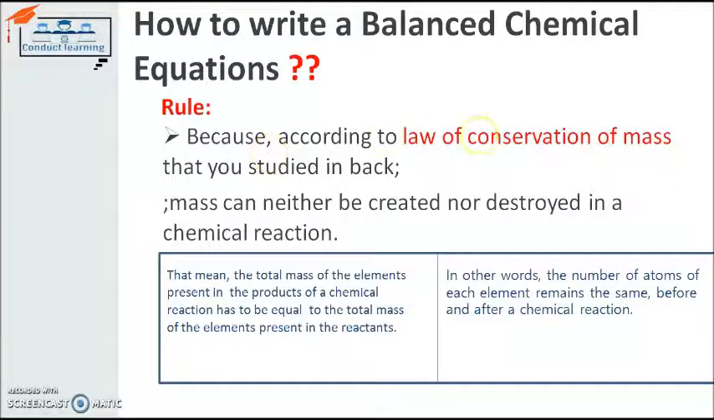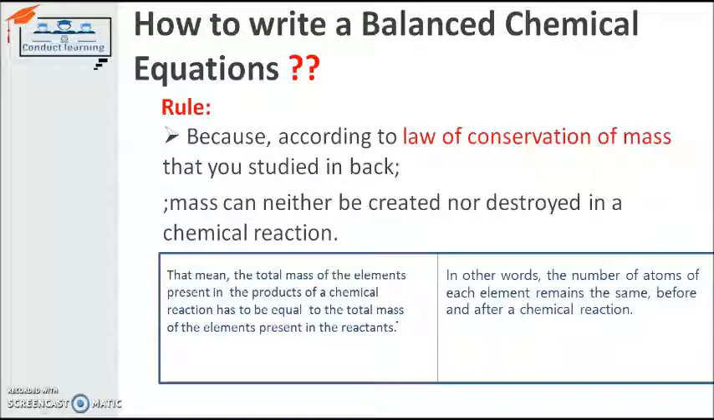According to the law of conservation of mass that you have studied before, mass can neither be created nor destroyed. So that means the total mass of the elements present in the products of a chemical reaction has to be equal to the total mass of the elements present in the reactants. That is what I was saying. The mass should be constant, even after a chemical reaction. Before a chemical reaction, the mass of the elements, and after a chemical reaction, the mass of the elements should be the same. In other words, the number of atoms of each element remains the same before and after a chemical reaction.